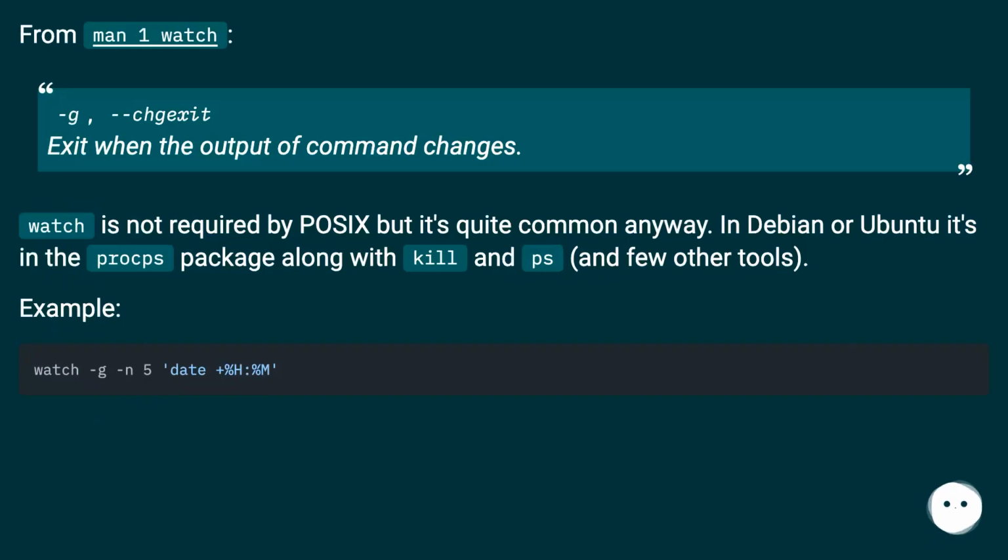From man 1 watch: -g checks and exits when the output of the command changes. Watch is not required by POSIX, but it's quite common anyway. In Debian or Ubuntu it's in the procps package, along with kill and ps, and a few other tools. Example.